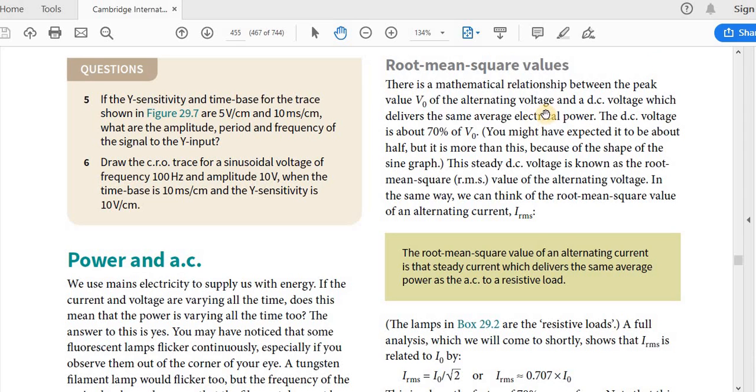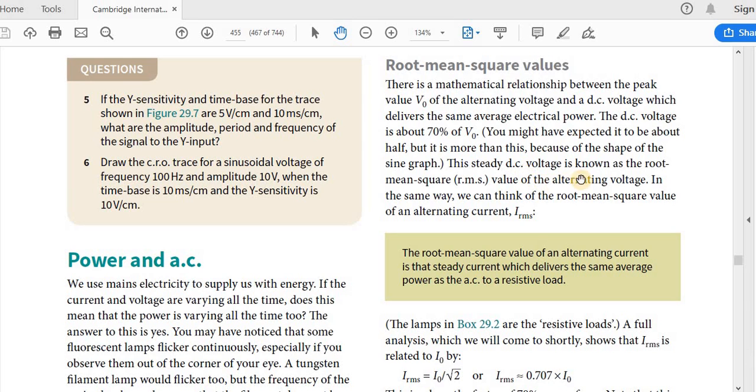Okay, so note the mathematical relationship between the peak value V0 of the alternating voltage and the DC voltage which delivers the same average electrical power. The DC voltage is about 70% of V0. Okay, so DC voltage is about 70% of V0. You might have expected it to be about half, but it is more than this because of the shape of the sine graph.